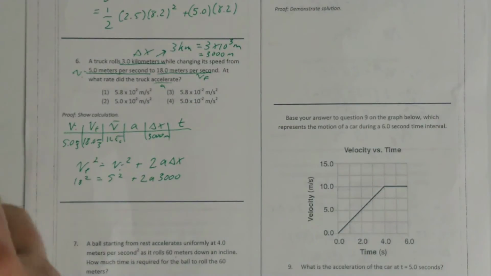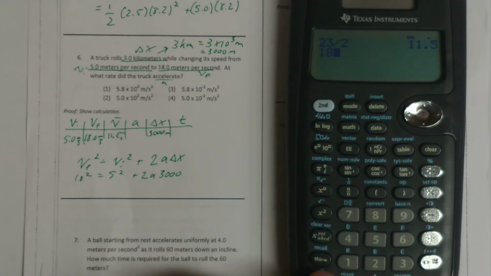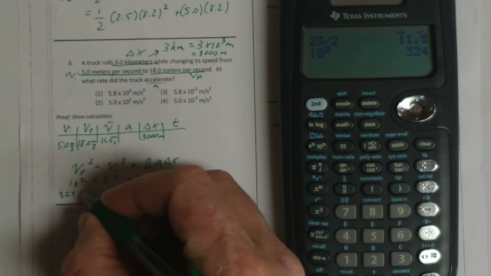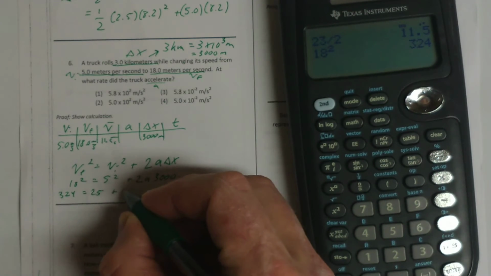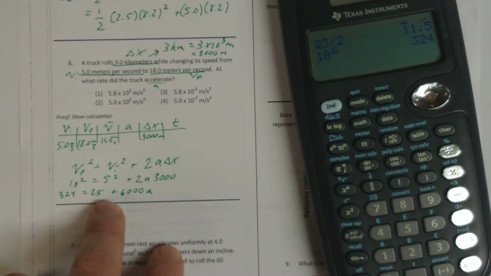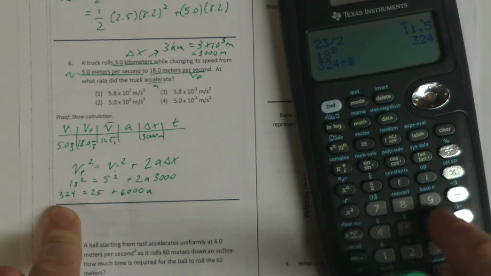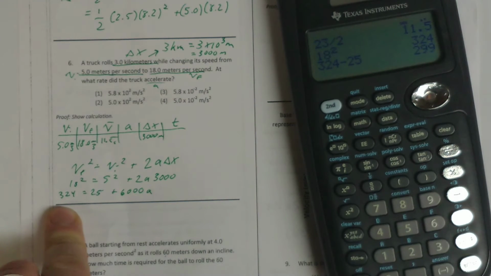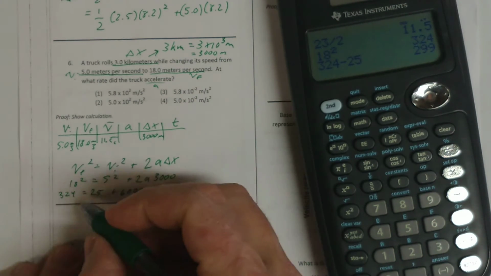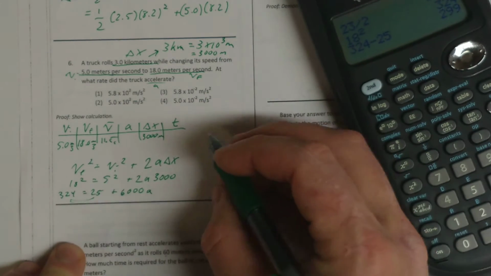All right, so let's go ahead and find 18 squared. 18 squared is 324 equals 25 plus 6,000a. All right, so the 25 is going to have to come over here. 324 minus 25. And you can see how these Regents questions get tricky real fast. It's not even the physics that's hard. It's the algebra and the math that they add this extra stuff into that makes it hard. All right, so 324 minus 25, because I got to bring it over here, is 299.